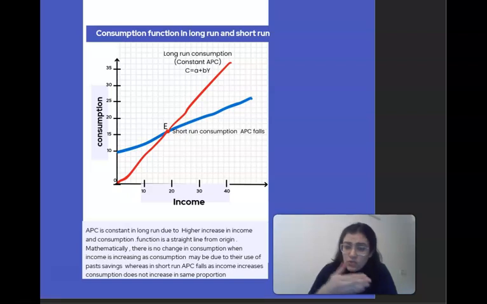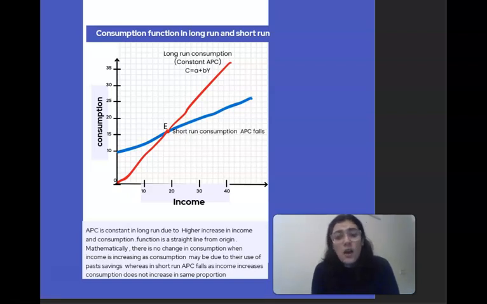As you move on to 10 points, you can see that your consumption is also increasing, and it is continuously increasing as your income is increasing, because to maintain your consumption level, you will start using your past incomes also. So APC is constant in the long run. In the short run, APC falls as income increases, because consumption is not increasing in the same proportion as your income is increasing.